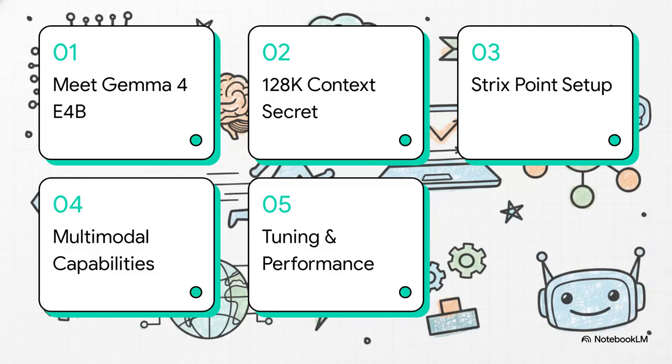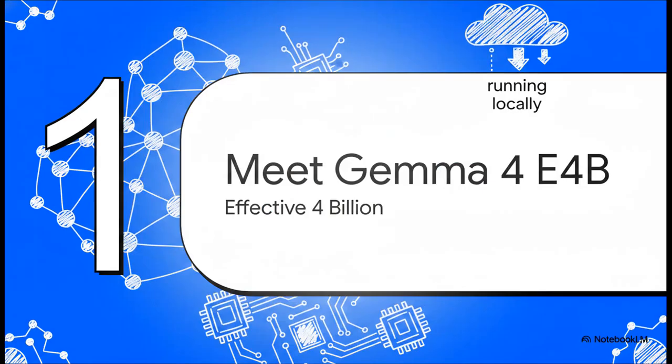We'll start with meet the Gemma 4 E4B. Move on to the 128K context secret. Look at the Strix Point setup, explore multimodal capabilities, and wrap up with tuning and performance. So let's jump right into section 1. Meet the Gemma 4 E4B.